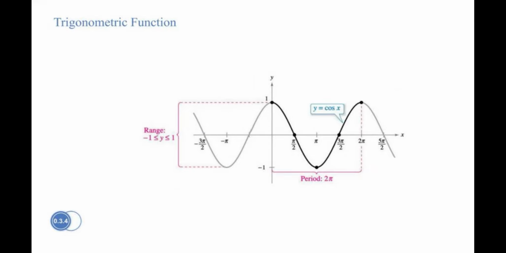This is the graph of y equals cos x. Cosine also has a range from -1 to 1, and its period is also 2 pi. The main difference is where it starts. Cosine starts at 1 when x equals 0, then goes down to 0, then -1, then back up. So sine and cosine have the same wave shape, but cosine is shifted compared to sine.